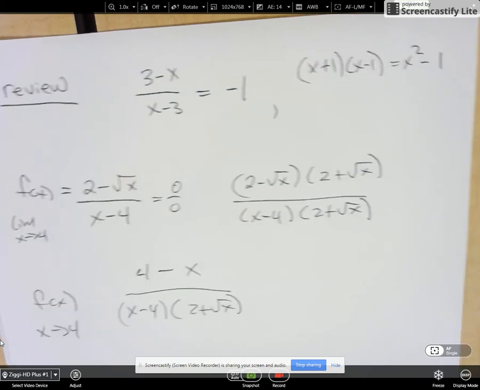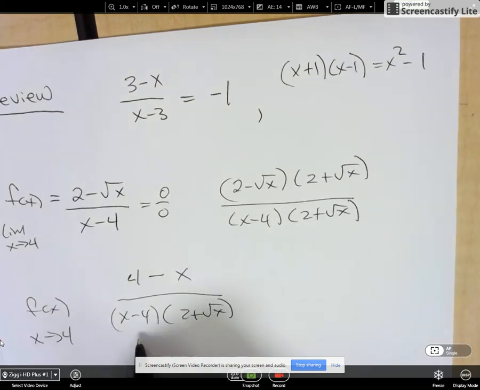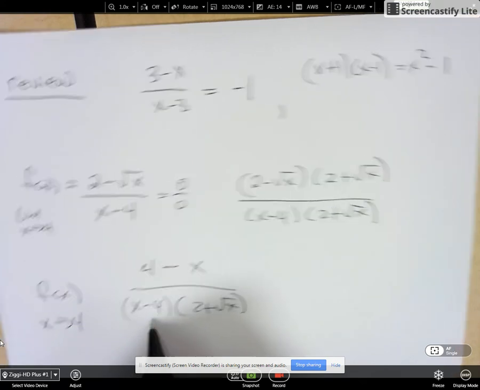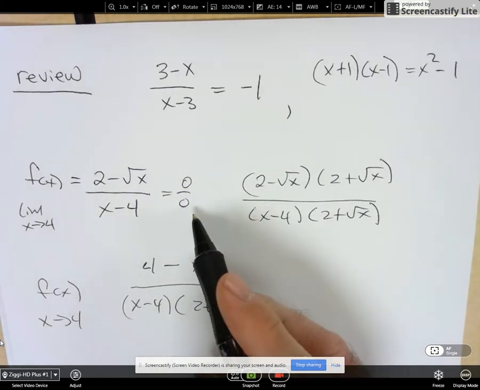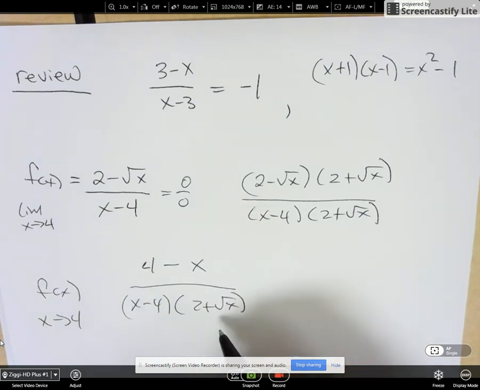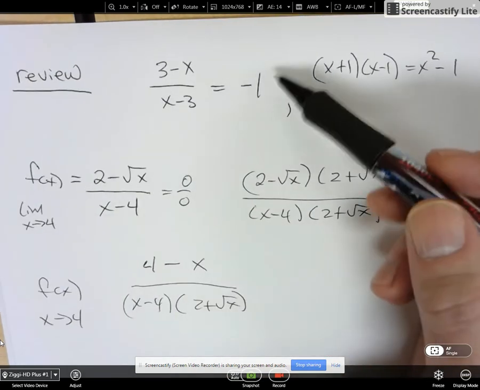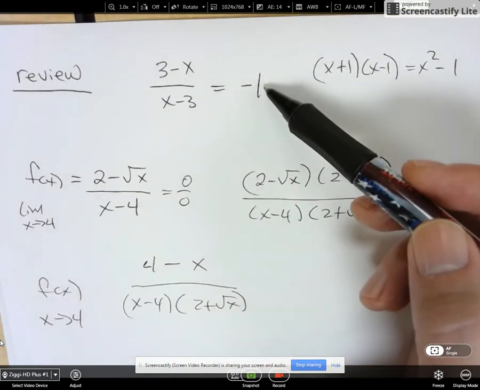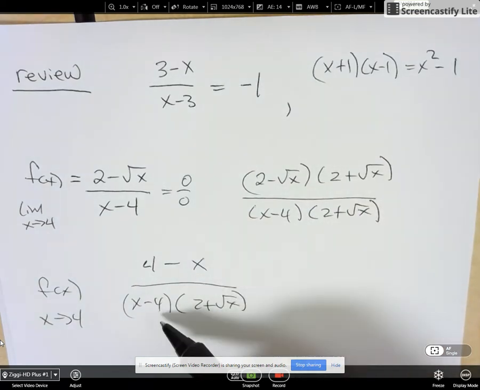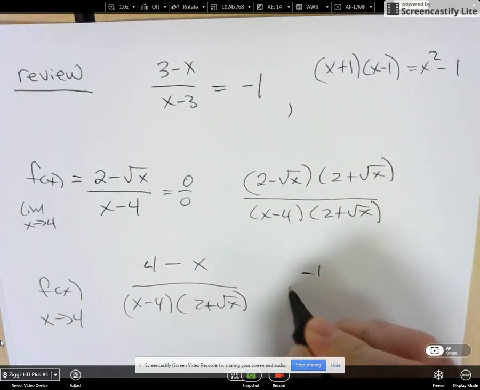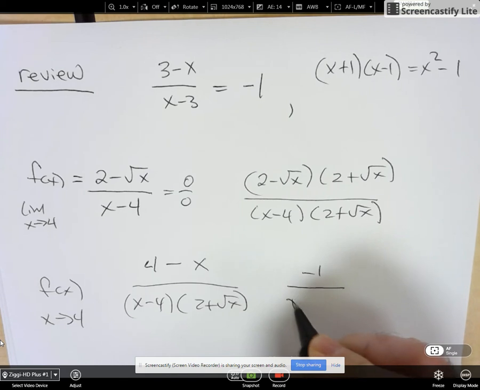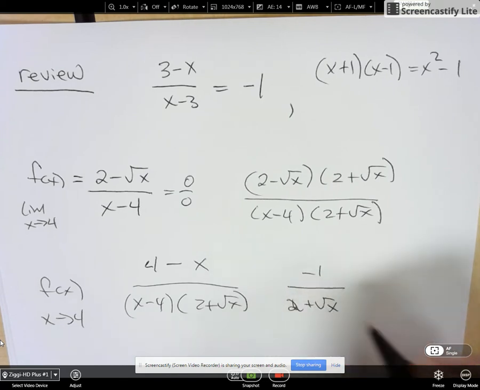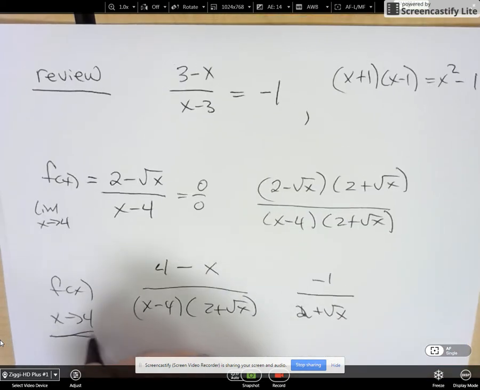Okay, so now we know that this problem has a discontinuity. We know that 4 creates a hole in this graph. The question is, is it a hole or is it a vertical asymptote? And we're going to say, since it was 0 over 0, we think it's a hole in the graph. Can remove this by factoring. Same as we looked at up here, 3 minus x over x minus 3, 4 minus x over x minus 4. This is just negative 1 over 2 plus rad x, limit as x approaches 4.